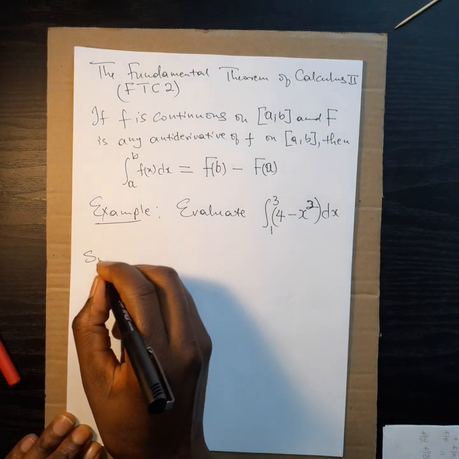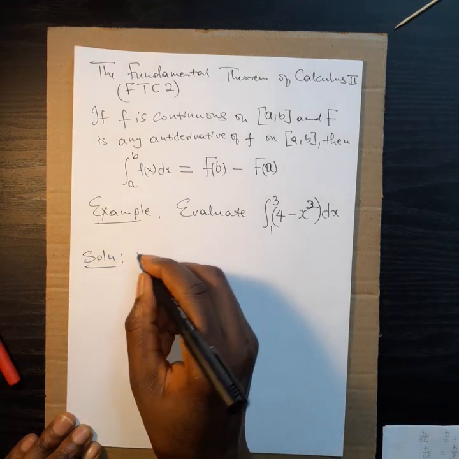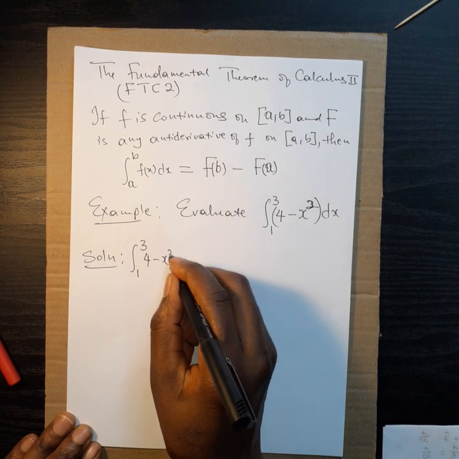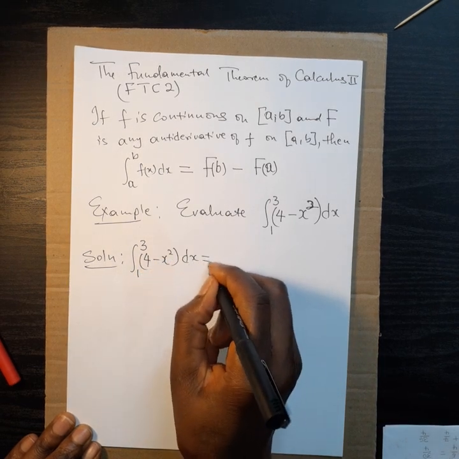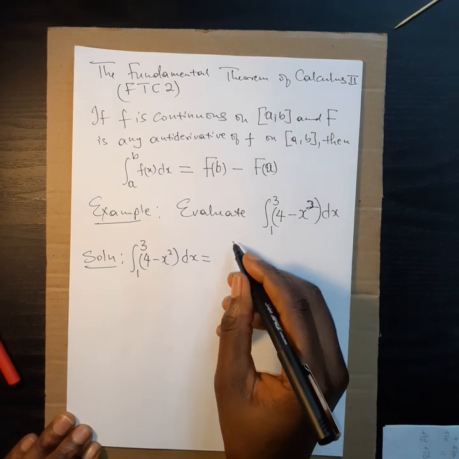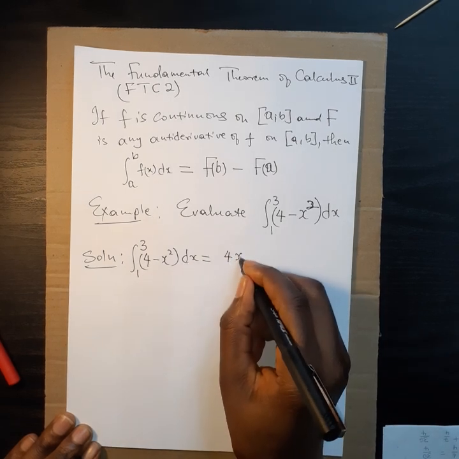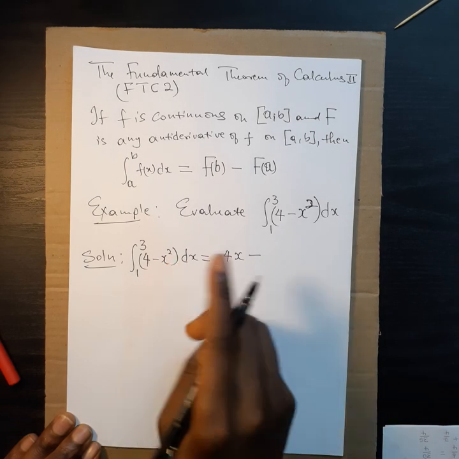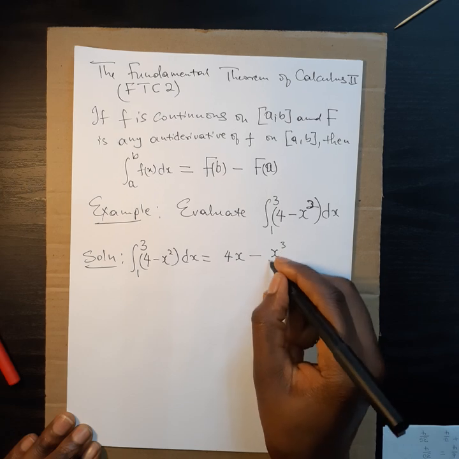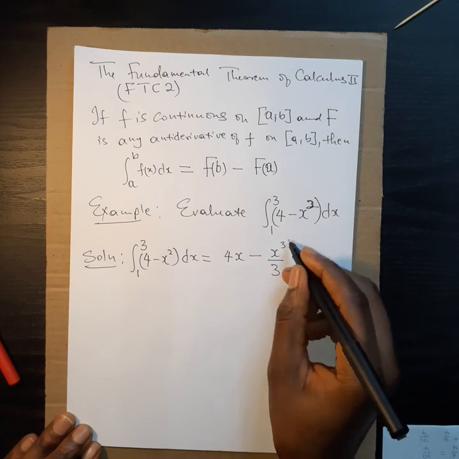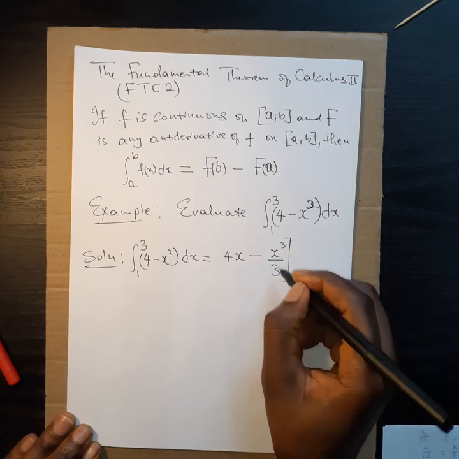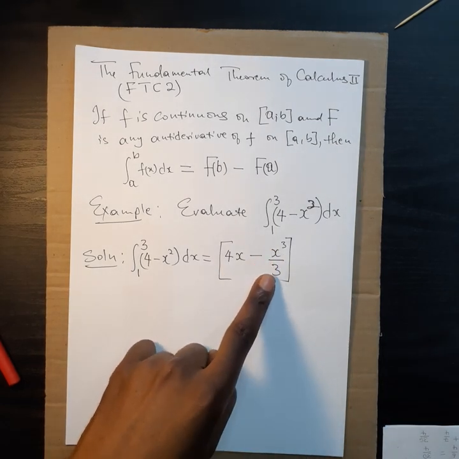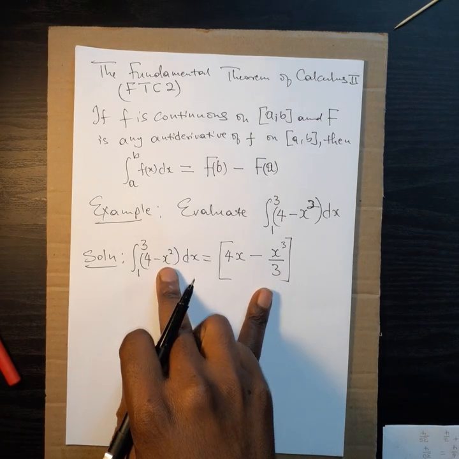So we are saying that as a solution, the integral from 1 to 3 of 4 minus x squared dx is equal to, we integrate 4 with respect to x, we get 4x. Then we integrate x squared with respect to x, we get x cubed over 3. Now, it means 4x minus x cubed over 3 is the antiderivative of 4 minus x squared, right?